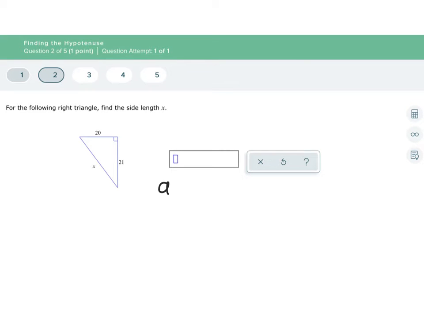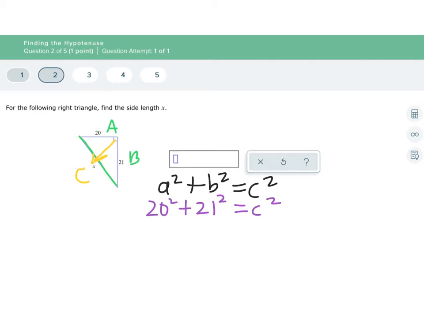So same formula, a squared plus b squared equals c squared. This time we have a and b is going to be 20 and 21. We're looking for that longest side across from the right angle. That's the c. So we're going to sub in 20 squared plus 21 squared equals c squared. Then grab your calculator. 20 squared, 20 times 20, that's 400. And 21 times 21 is 441 for c squared.